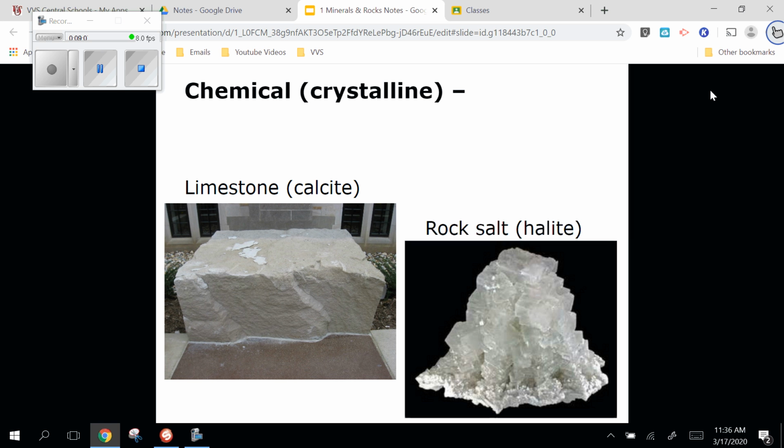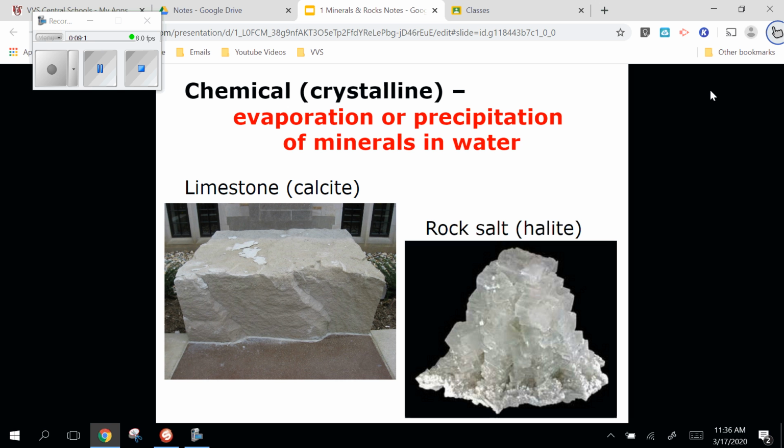All right, second type is called chemical sedimentary rock, or crystalline. These are formed by either water evaporating away, leaving the mineral behind, or a saturated solution, the minerals are going to precipitate out. These are monomineralic rocks. So, for example, the chemical sedimentary rock limestone is made out of the mineral calcite. It's essentially 100% calcite. The chemical sedimentary rock salt is made out of the mineral halite, monomineralic, made out of one mineral.